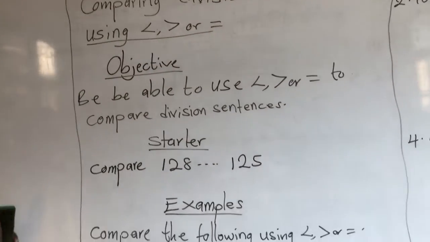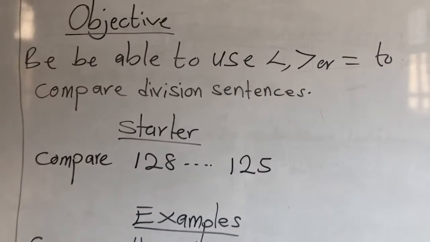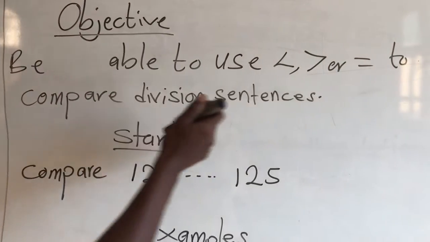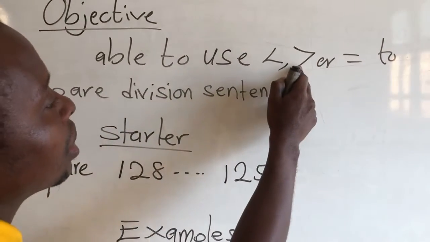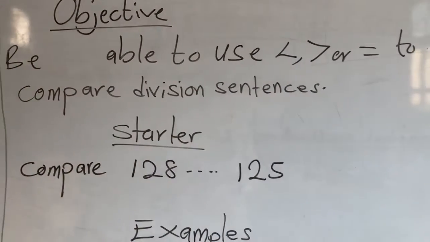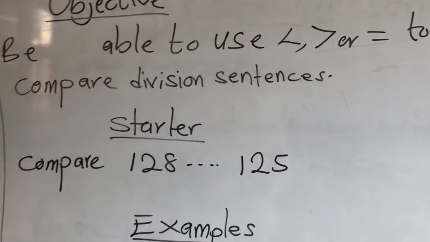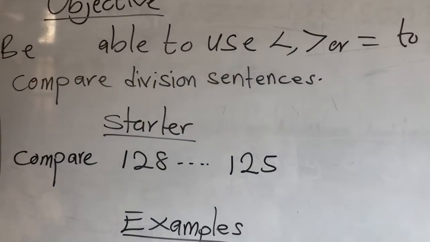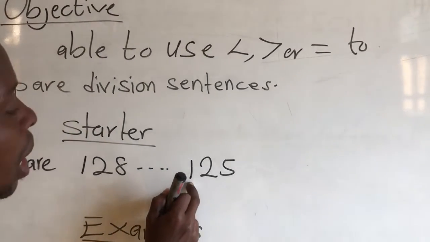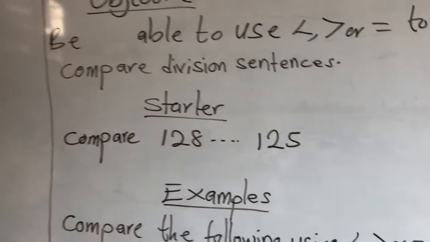Okay, before we move on with the starter, let's look at the objective. At the end of the lesson, we should be able to use less than, greater than, or equal to compare division sentences. Very good. Let's look at the starter. So compare 128 and 125.